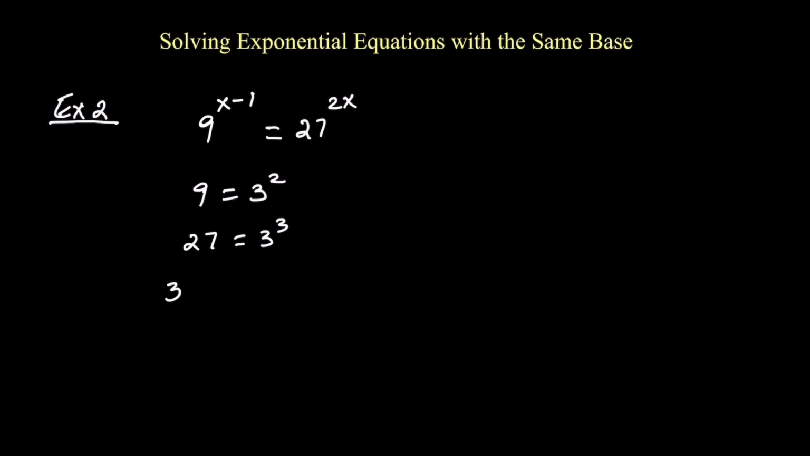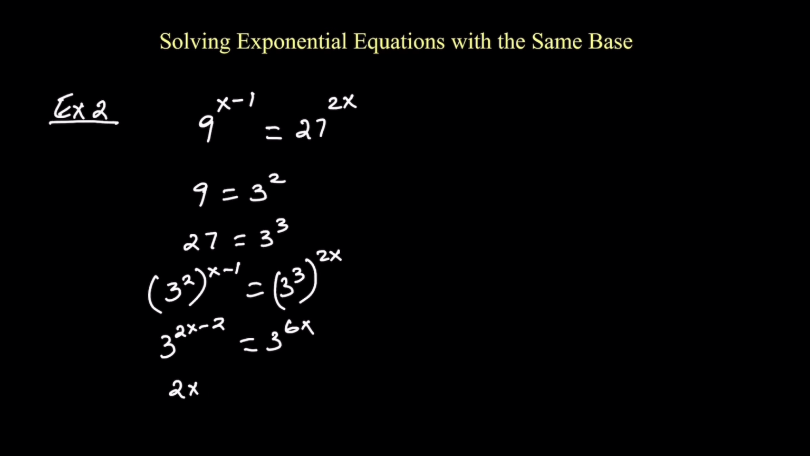Now rewrite the equation. 3 squared raised to the x minus 1 equals 3 cubed raised to 2x. Next, I apply the exponent rule that says when you raise a power to a power, you multiply the exponents. On the left, 3 raised to the 2x minus 2. On the right, 3 raised to the 6x. Now the bases are the same, so I set the exponents equal. 2x minus 2 equals 6x.